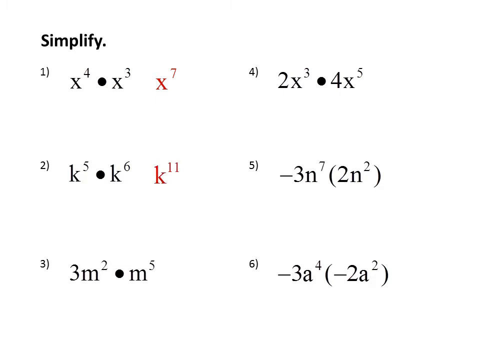Number 3 is a little different. Remember, the 3 is called the coefficient. The other m does not show a number, therefore its coefficient is 1. So you multiply 3 times 1. But with the common base, m and m, you add the exponents. So the final answer is 3m to the 7th. Let's do number 4 now. Pause the video and do it yourself, all the way to number 6.